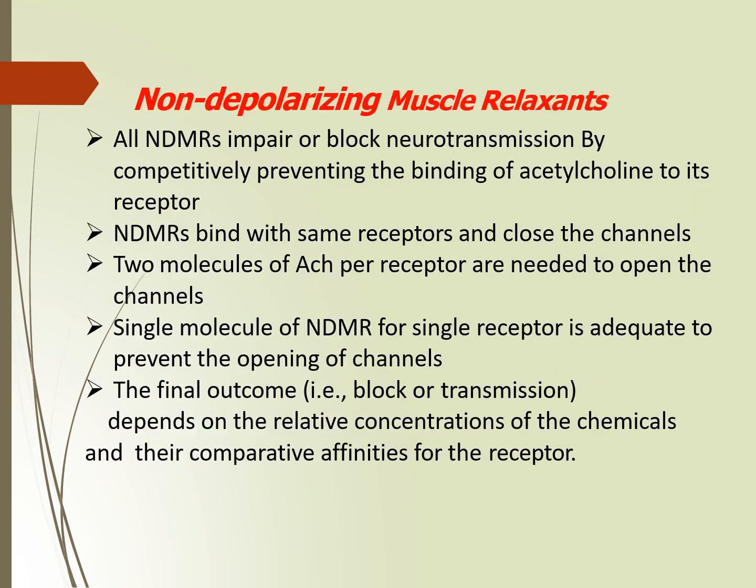So the action of ACH on the receptors is blocked by non-depolarizing and depolarizing muscle relaxants. The non-depolarizing agents impair or block neurotransmission by competitively preventing the binding of acetylcholine to its receptor. These muscle relaxants bind with the same receptors and close the channel, so there is no chance of ACH binding to the receptor. Two molecules of ACH per receptor are needed to open the channels. A single molecule of NDMR, that is non-depolarizing muscle relaxant, for a single receptor is adequate to prevent the opening of the channel.